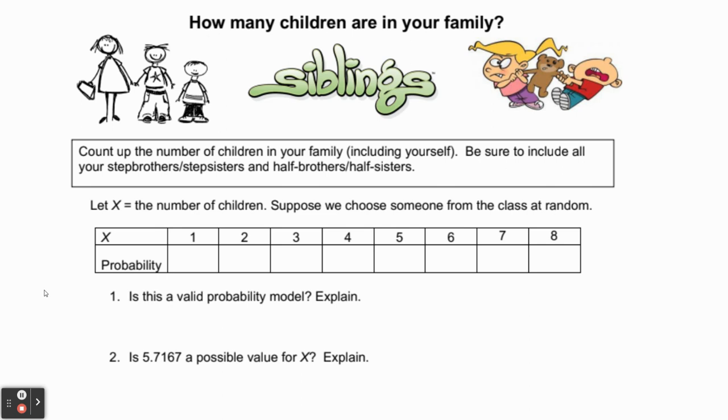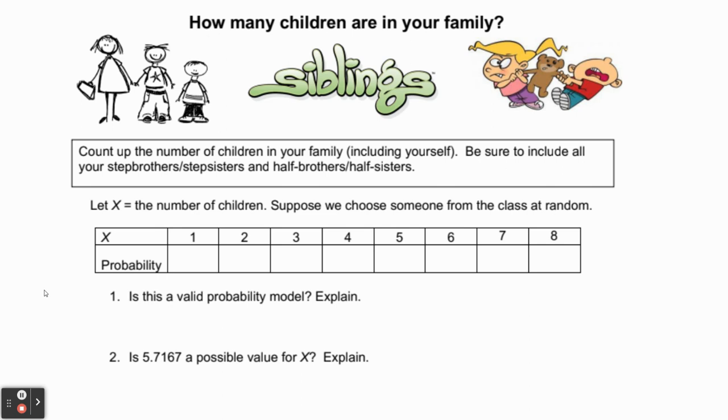Now, number 2, is it possible to get 5.7167 as a value for x? Well, no. It's impossible to have a fraction of a human being. We're not going to take part of a child or part of a brother or sister. That is an example of a discrete random variable.